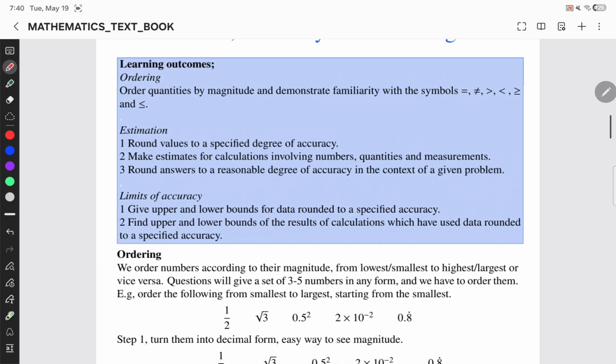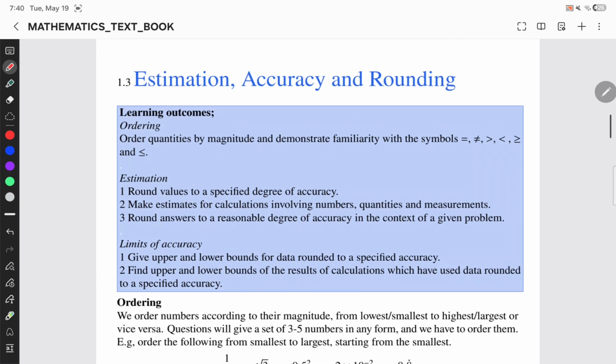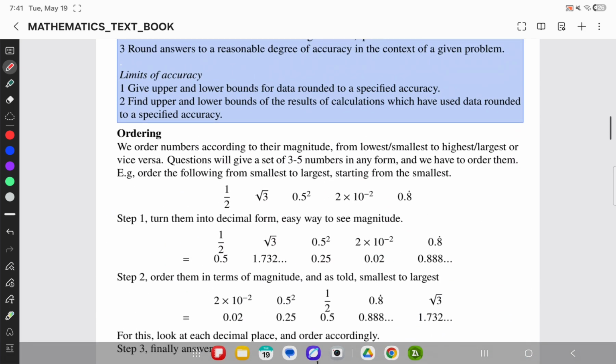Okay, this is estimation, accuracy, and rounding. Okay, chapter. So, like in the sheet, it said before it you should cover estimation and ordering. I will also cover those for free. Yes, for free in this video. Okay, yes, it is limits of accuracy, but before that you must know ordering.